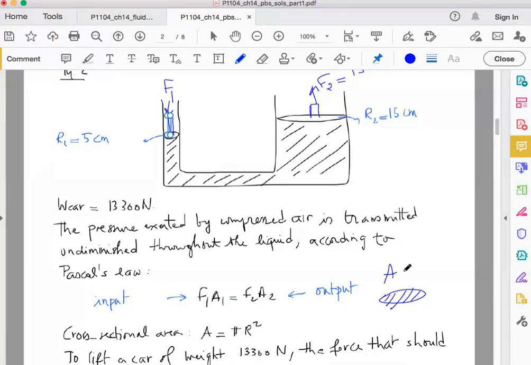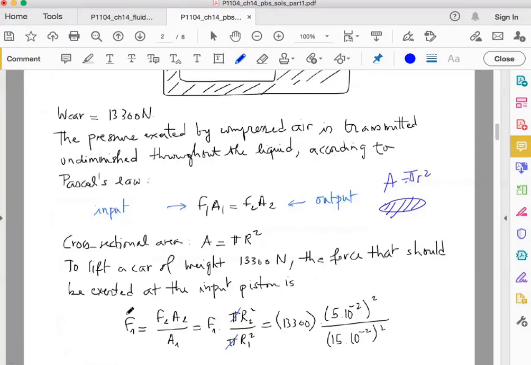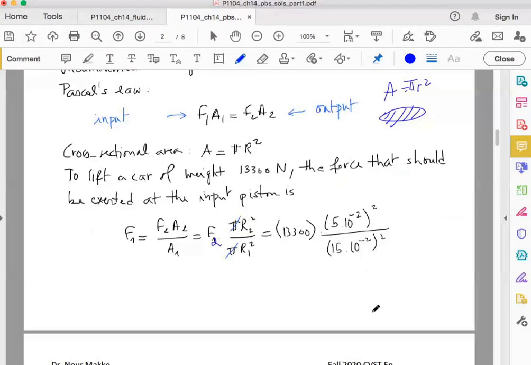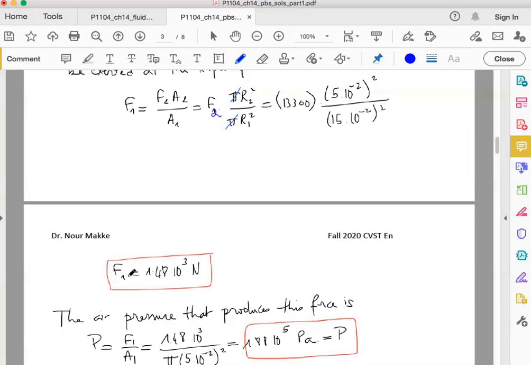that the disc has cross-sectional area A equal to pi multiplied by R squared. Okay. So the force F1 needed is equal to F2 multiplied by A2 divided by A1. So it's F2 multiplied by pi R2 squared divided by pi R1 squared. We cancel the pi from the numerator and the denominator. We replace R2 and R1 by their values, and don't forget that they are both in centimeters. So you can keep them in centimeters, but I would prefer that you convert them to meters and then do the simplification in the general case. And so you end up with F1 equals 1.48 times 10 to the power 3 Newton.